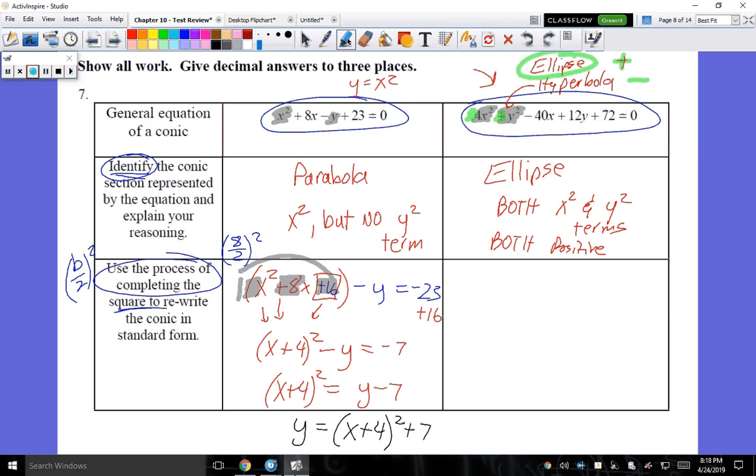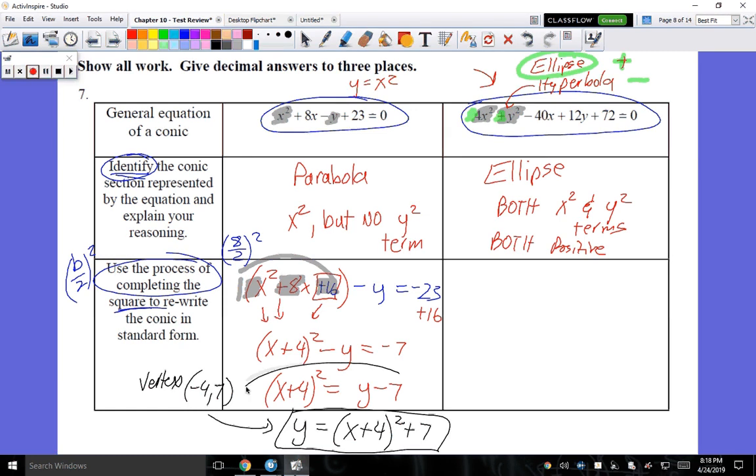Because from here, I can see that the vertex is going to be (-4, 7), because what's in parentheses is the opposite, and what's outside parentheses is exactly what you see. Okay? So again, I know this is just a little bit of extension. The vertex would be (-4, 7). In this form, it's easier to identify.